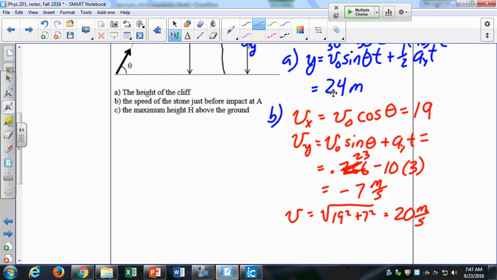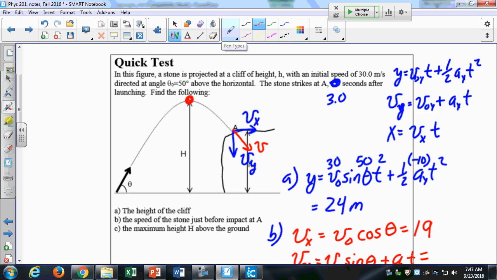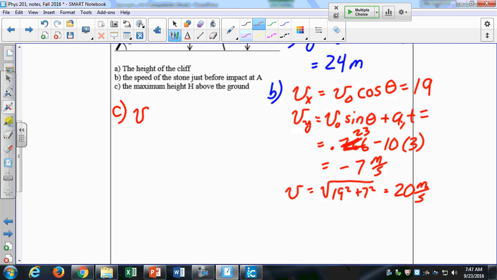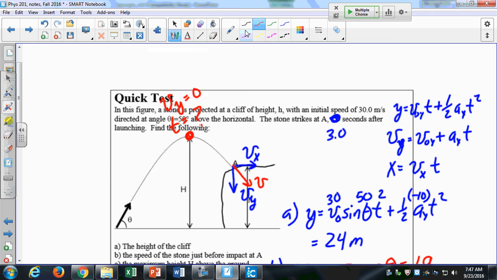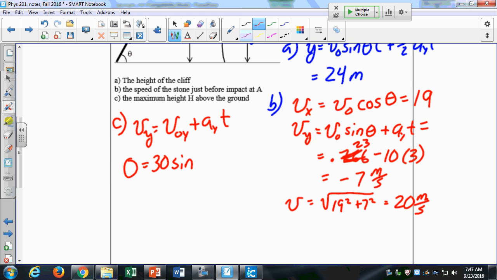So we can go back to this for part C. And we say, we want to know the time right here. What is the time? And we scratch our head a little bit, and then we say, oh, vy is equal to 0. So just like we've done before several times, we say vy equals v naught y plus ay t, and we say 0 equals 30 sine of 50 minus 10 times t. And we can solve that for t. Anybody have a t for that? 2.3, is that right? 2.3 seconds.